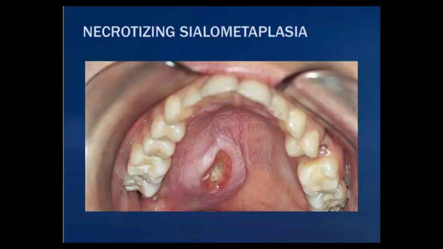A necrotizing sialometaplasia. Anytime we see the word necrotizing, you want to think tissue death. So necrotizing equals tissue death. Now this one looks pretty scary, and honestly, if I saw this in a patient, I'd probably immediately get the dentist and say, hey, I think this person needs a referral. You're going to see some death of the tissue.